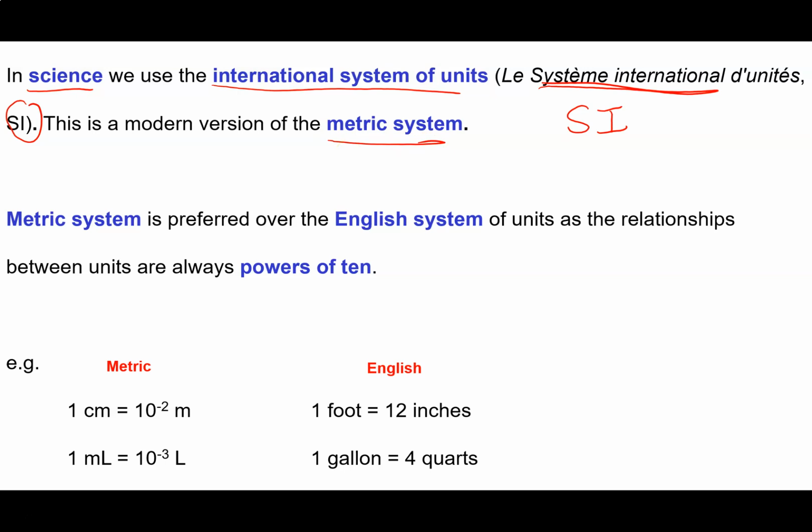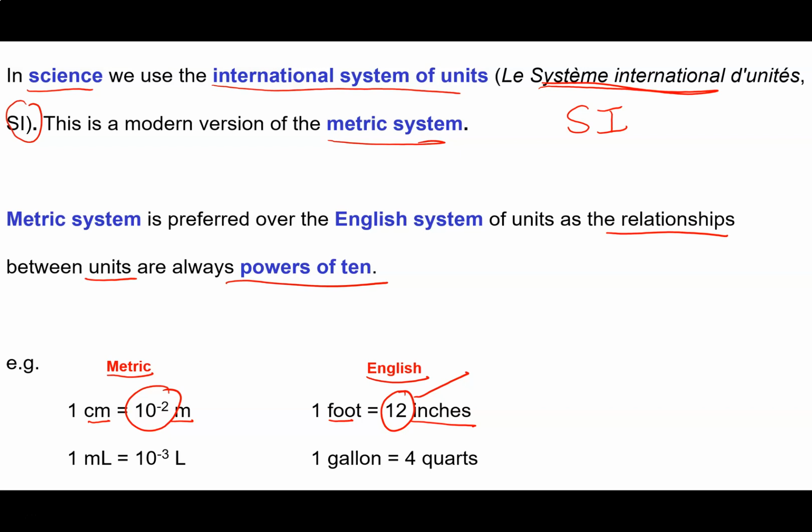So why do we like the metric system over traditional units? Well, the reason is because the relationship between different units are always powers of 10. So in the metric system, you see we have these 2 units of length, one being centimeter, one being meter, and the relationship between the two is just simply a power of 10. In the English system of units, we have 2 units of length, one being the foot, one being the inches, and you can see the relationship between them is not a power of 10.